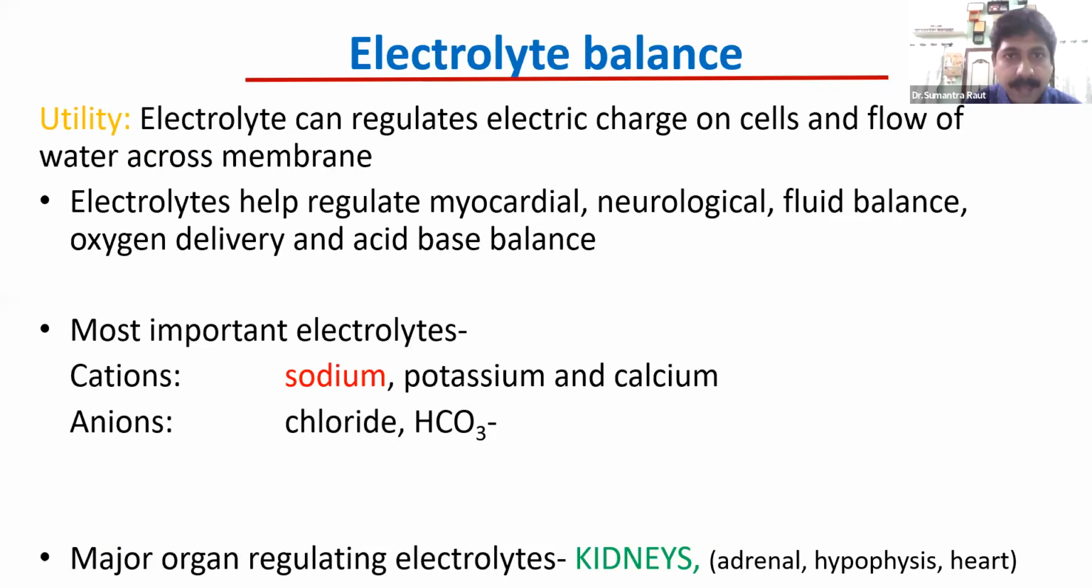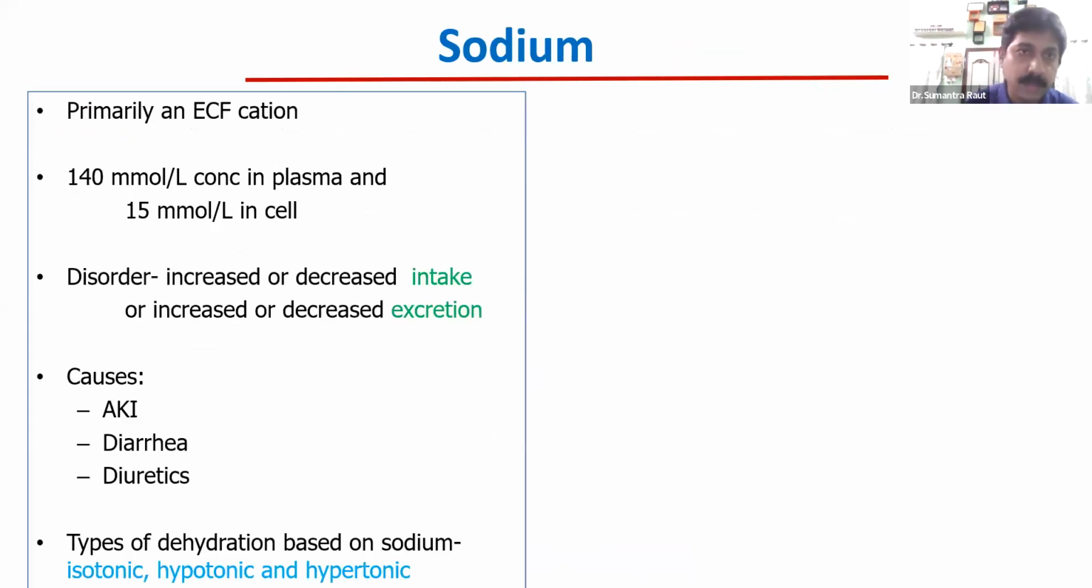So regarding electrolyte balance, the major electrolytes help with myocardial function, neurological function, excitability, fluid balance, and acid-base balance. Obviously, sodium is the major contributor to the extracellular cations, and the major organ that determines the homeostasis of sodium and other electrolytes is basically the kidneys. Regarding sodium, the adrenals, the hypophysis, and our heart also help as per our requirements, in our further slides.